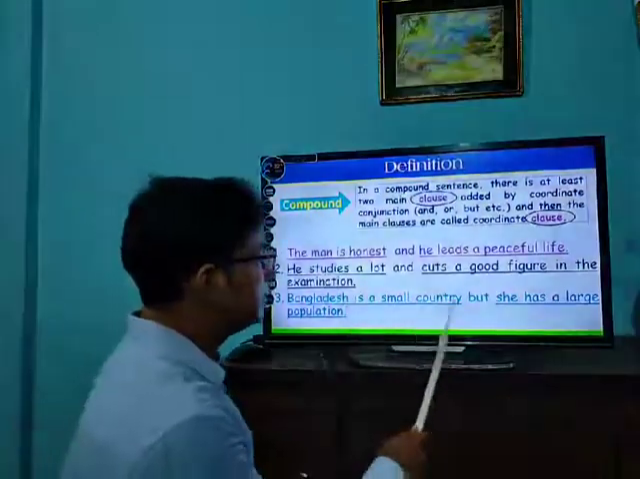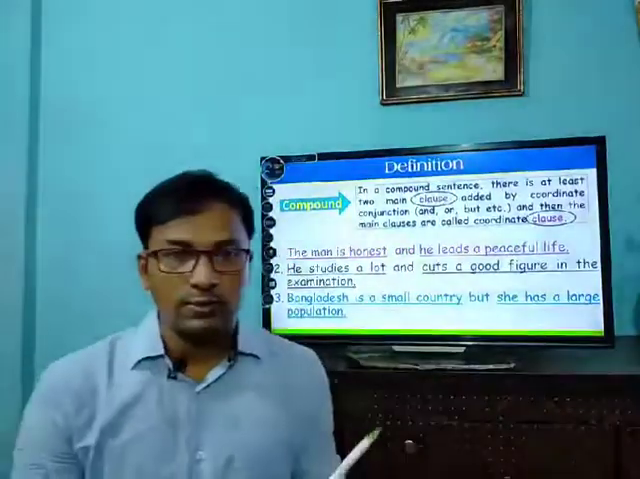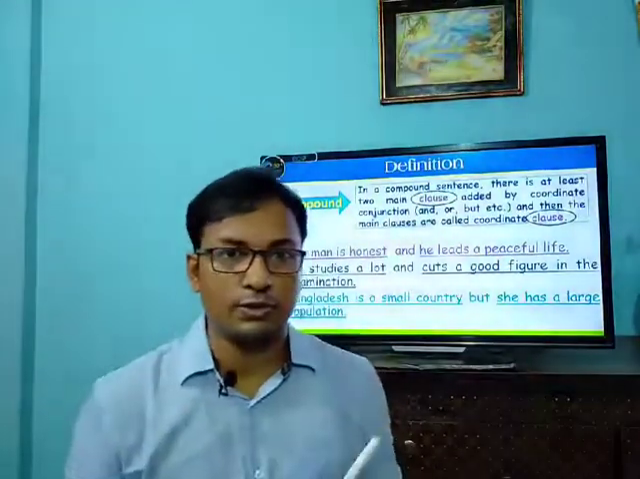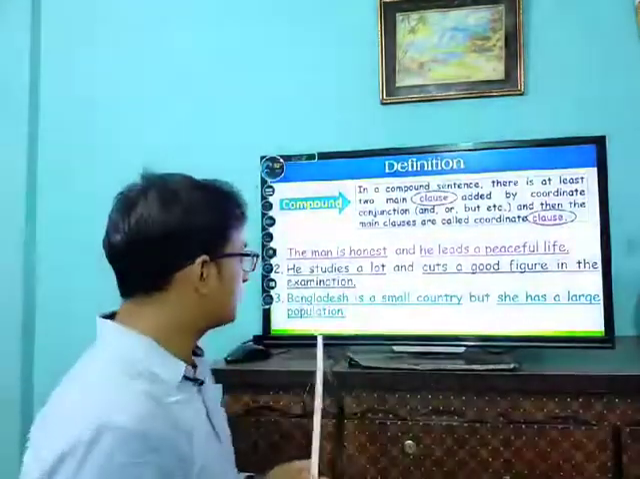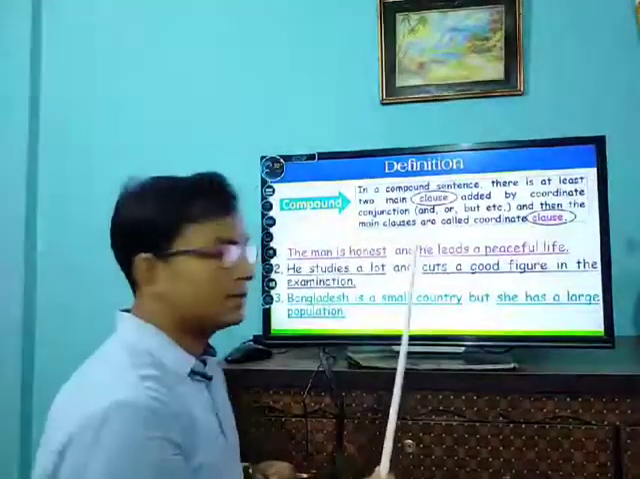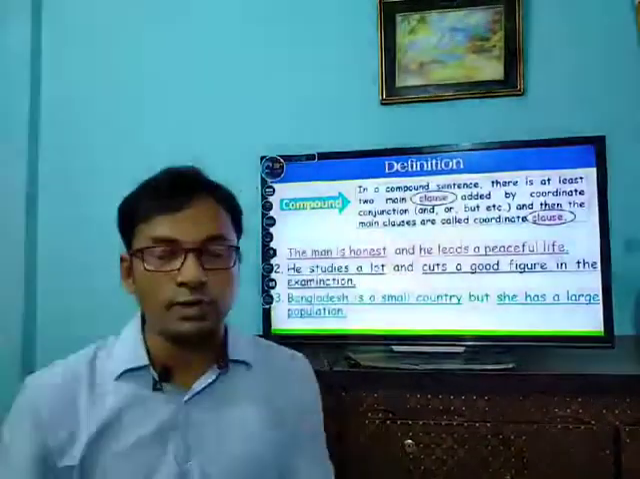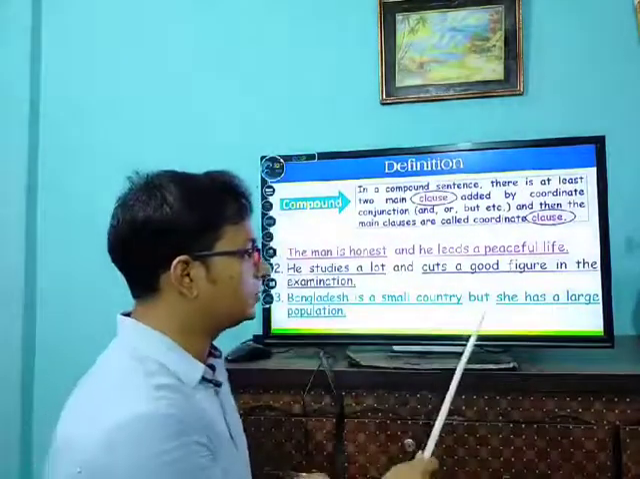Bangladesh is a small country, but she has a large population. Another one, Bangladesh is a small country, but she has a large population. So there are also two main clauses. The first one is Bangladesh is a small country, a main clause, and she has a large population, also a main clause, but these two main clauses have been added with the help of coordinate conjunction.